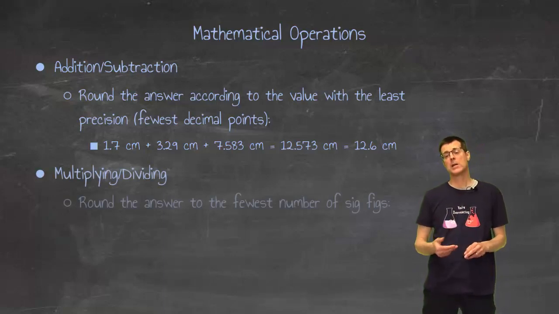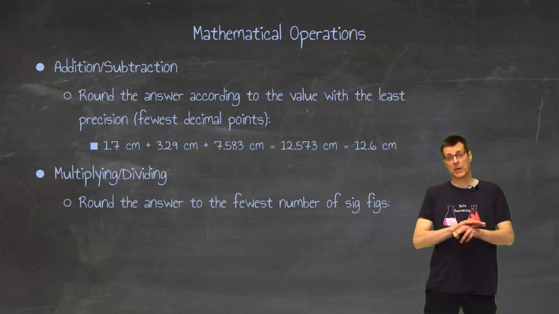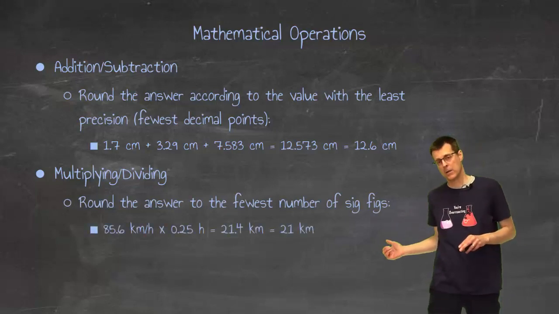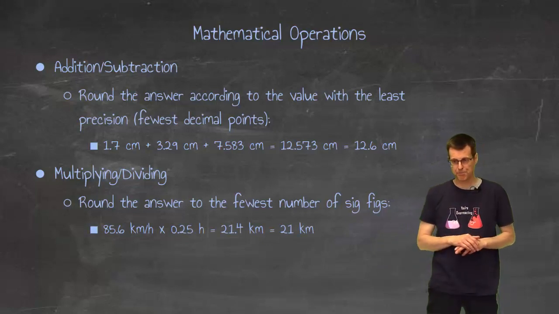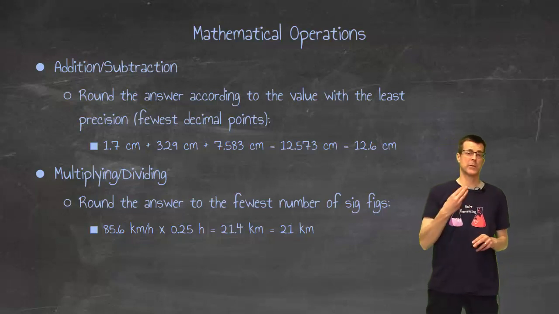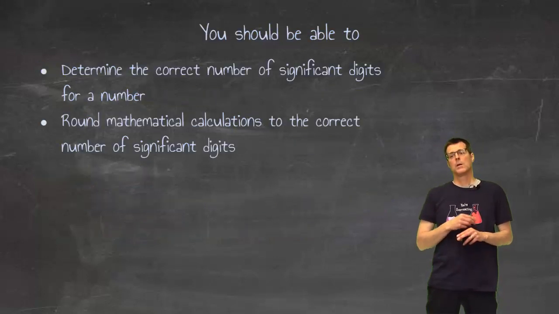When I'm multiplying or dividing, it's the smallest number of significant digits that rules. Again, keeping in mind that exact values don't count. So if I had that question, which you see there, one of my numbers in the question had 2 significant digits, the other one had 3, so my final answer can only have 2. Okay?